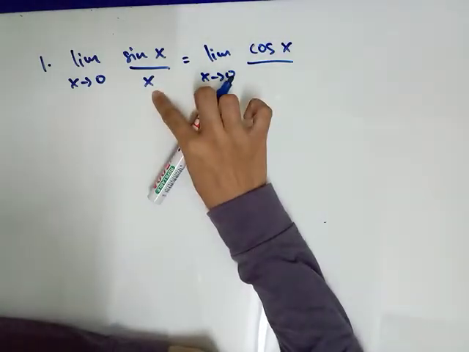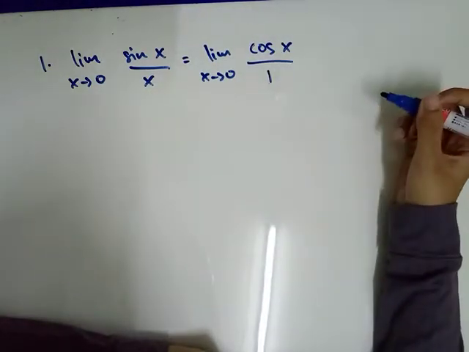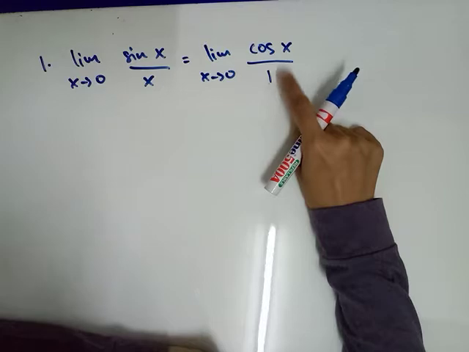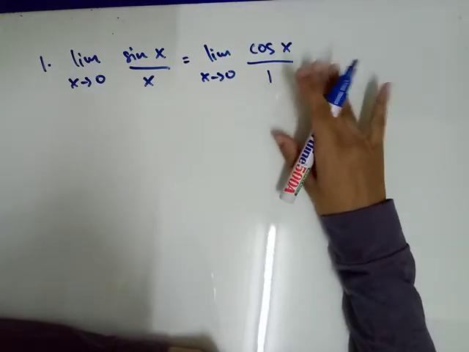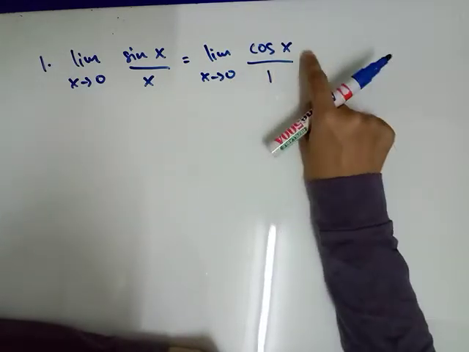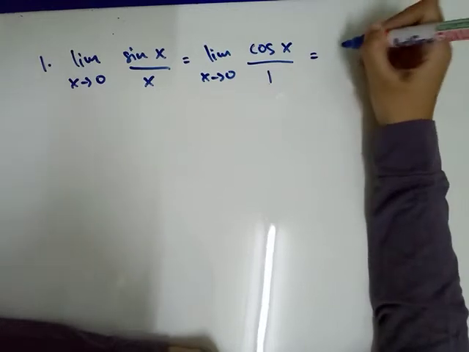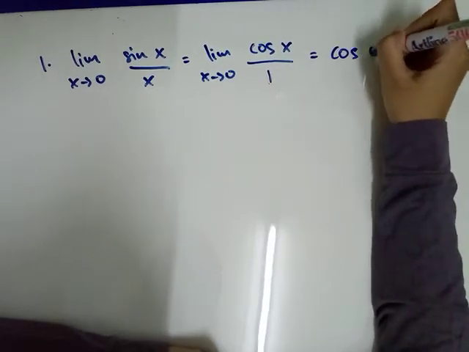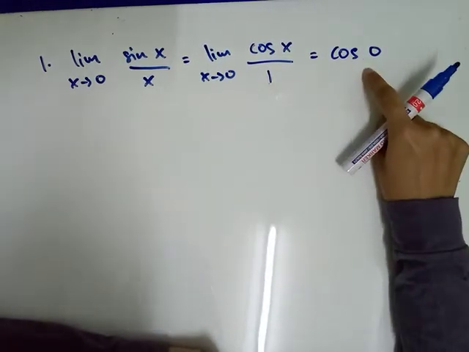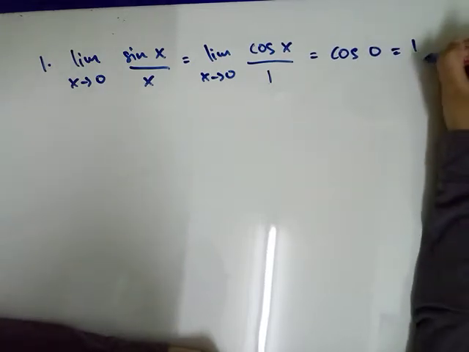Okay, differentiate x, we get 1. When we have a fixed number, then we need to stop differentiating. Substitute 0 into x, it will become cos 0. So cos 0, you calculate, you will get 1. So this is the answer.